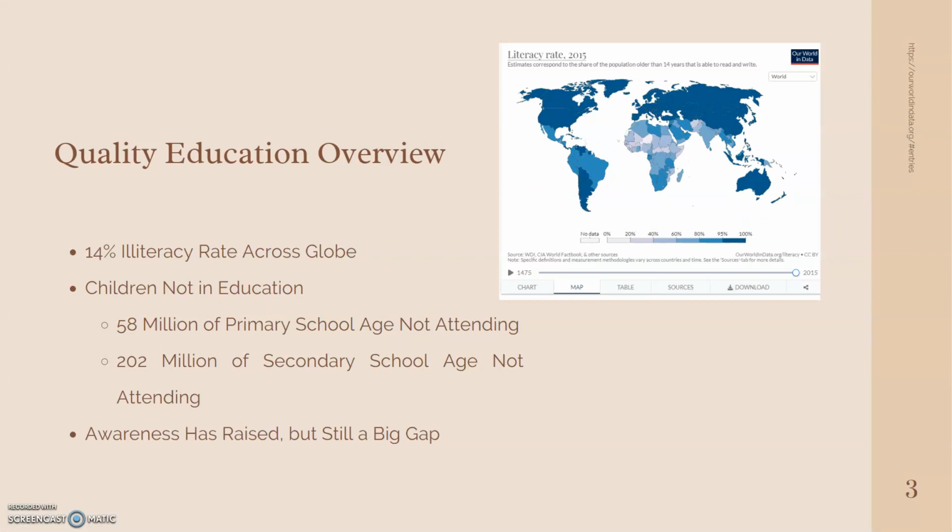So how does it look across the world? There's a 14% illiteracy rate across the globe, and that's shown in the top right side of your screen, where it's showing this whole map of what the literacy rate is in these different areas of the world. With children not in education, 58 million children are of primary school age but they're not attending, and then 202 million, same fact, but for secondary school.